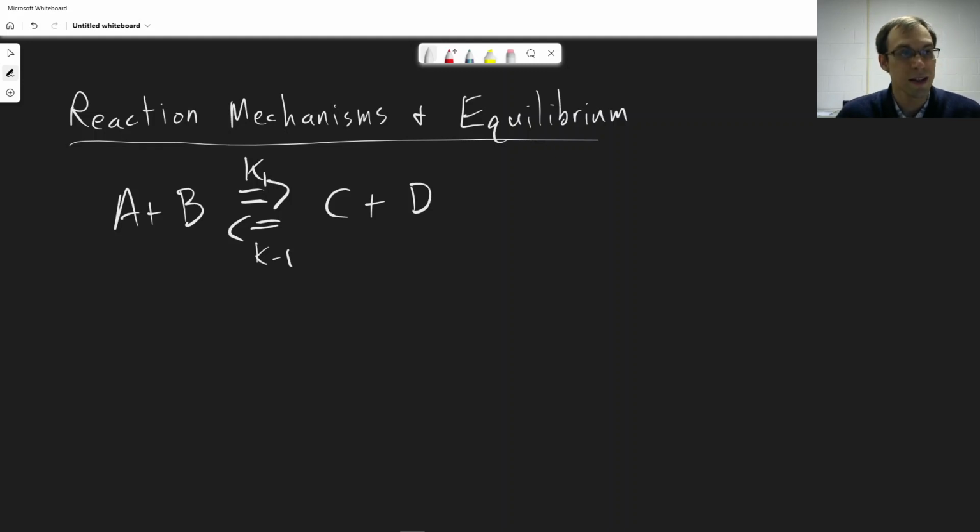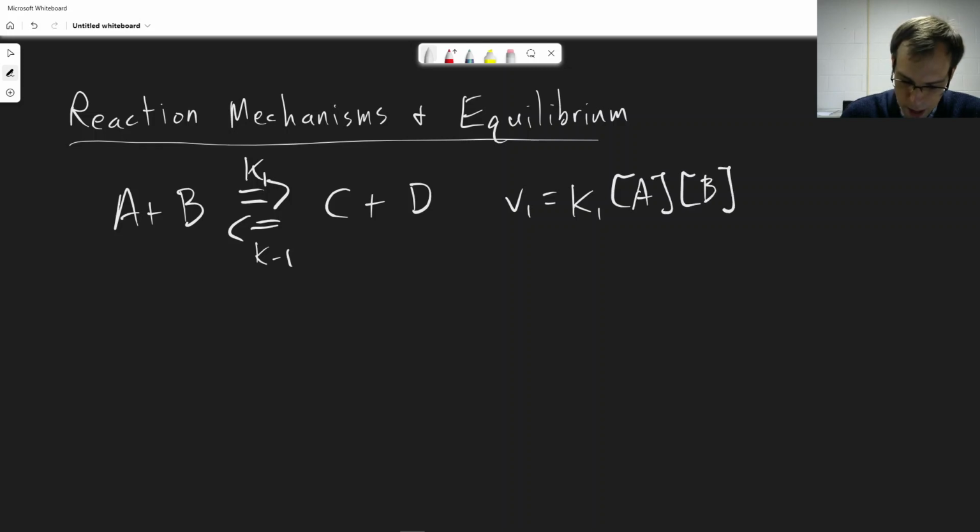And so for each, since these are elementary steps, we can write the rate law for the forward and reverse reactions. So for the forward reaction, our rate is equal to K1 times concentration of A times concentration of B. And V minus 1, the rate for the reverse reaction, is equal to K minus 1 times concentration of C times concentration of D.